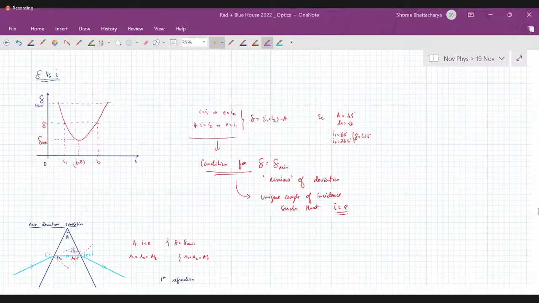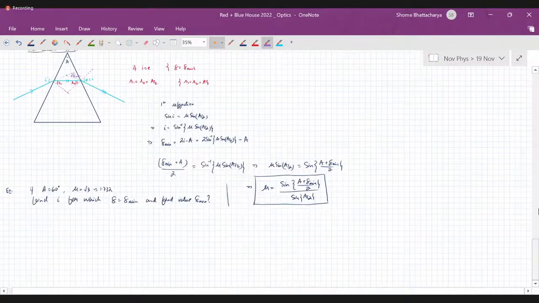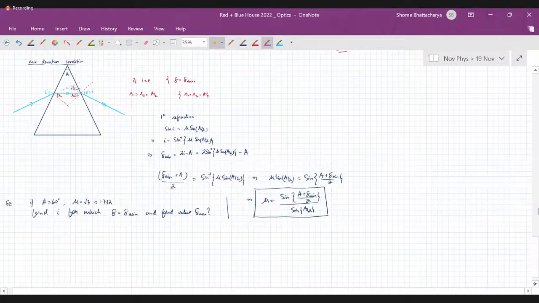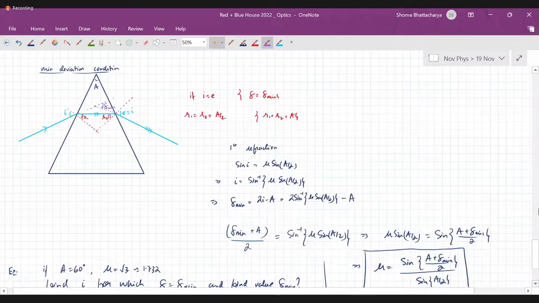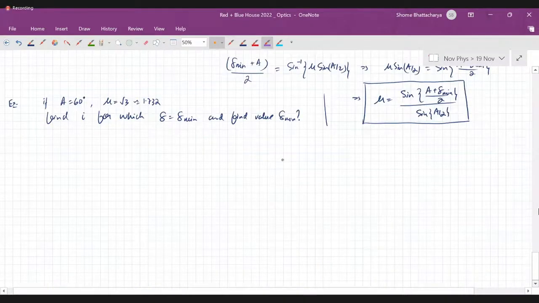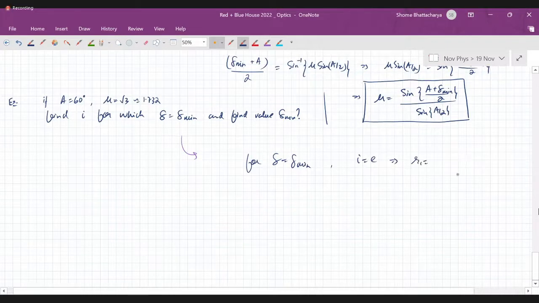Okay, so let's move back to the question. And through this question, you will also understand the concept of maximum deviation, or what happens if we change the angle of incidence from the condition of minimum deviation. So first of all, for the condition of minimum deviation, we want the angle of incidence to be equal to the angle of emergence. We want R1 to be equal to R2, which is A by 2. So in this case, R1 is equal to R2 will become 30 degrees.